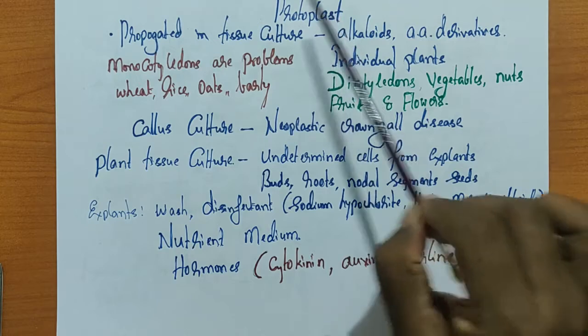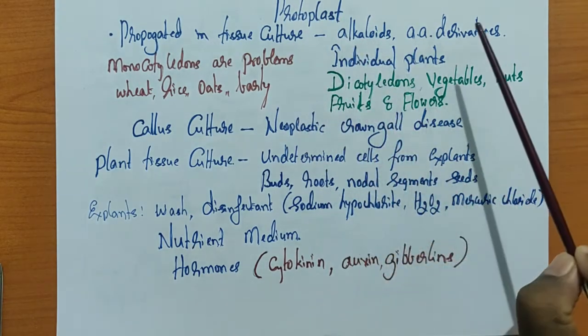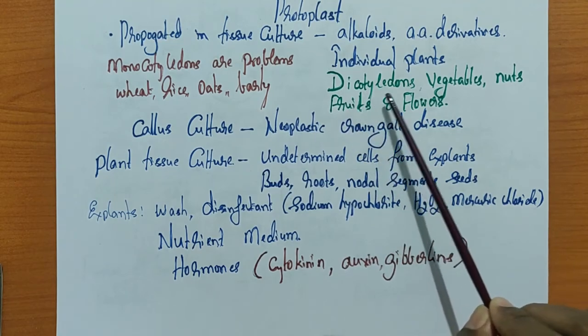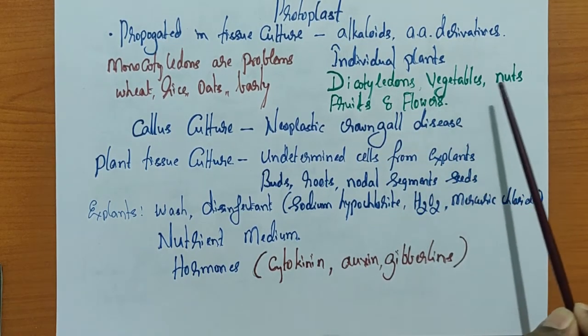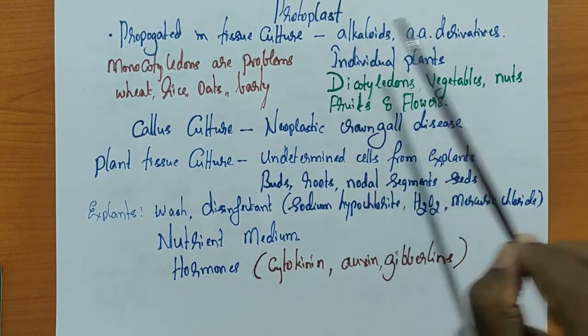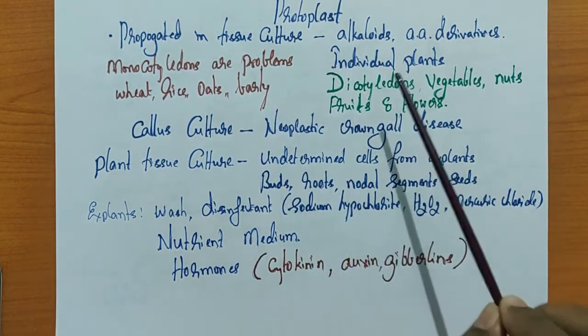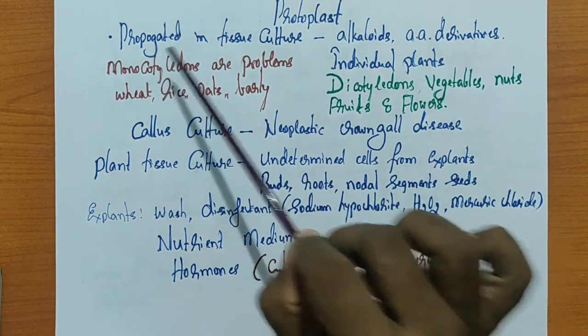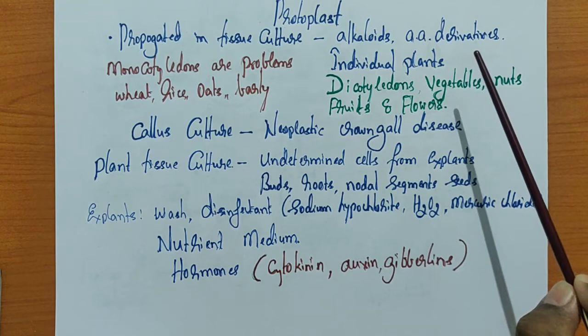Now, whatever protoplast manipulation we are discussing right now, it is easy to do in dicotyledons, vegetables, nuts, fruits and flowers. So they got a good number of successes. From these dicotyledon plants and from the protoplast, manipulations are much easier.